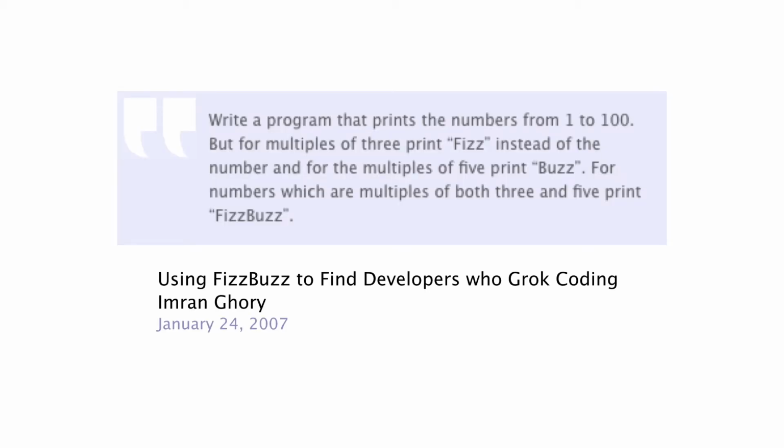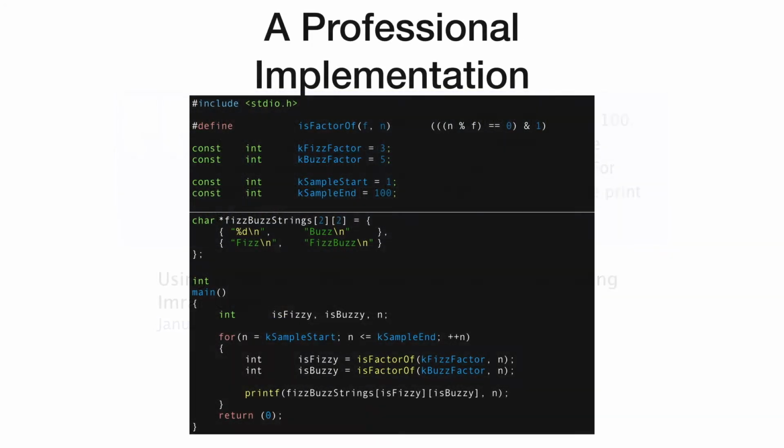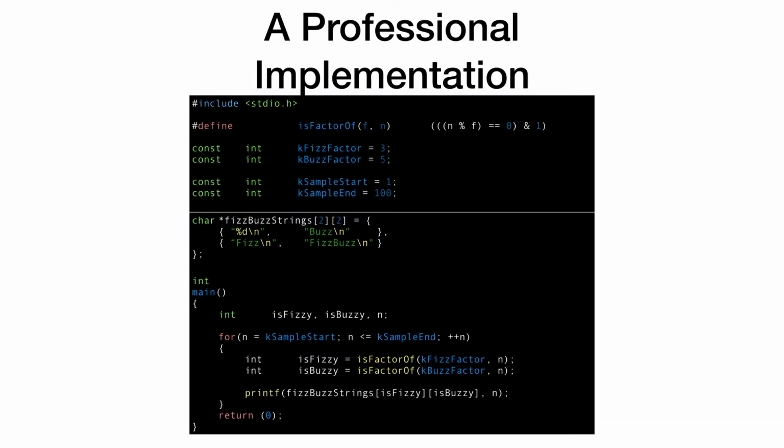FizzBuzz is a programming challenge based on an English children's game introduced to the programming community by Imran Ghory in a blog post back in 2007. When I completed the challenge, this was the resulting code. No if statements, no switch statements, not even a ternary operator. I needed only a two-dimensional array to correctly categorize the numbers.